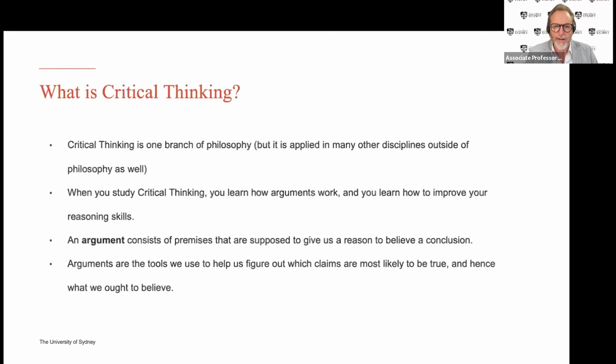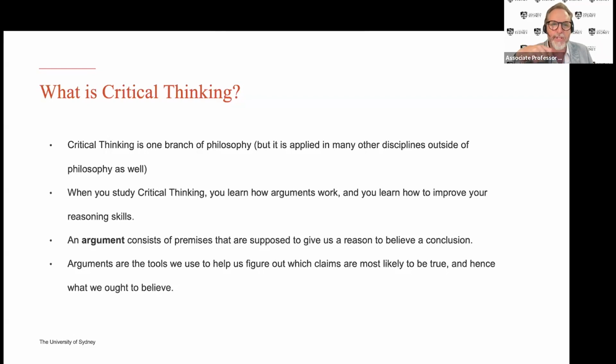So what is critical thinking? Well, critical thinking is one branch of philosophy. It's one of the areas that you might study if you study philosophy, but critical thinking is used in many other disciplines outside of philosophy as well. When we're studying critical thinking, we're learning how arguments work. We're trying to figure out what would count as good evidence for what. And ultimately, we're trying to improve our reasoning skills and figure out what we ought to believe.